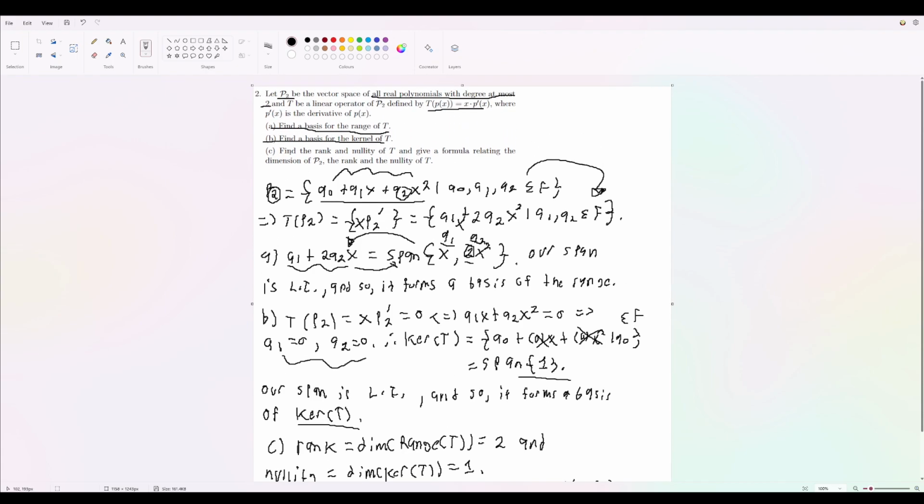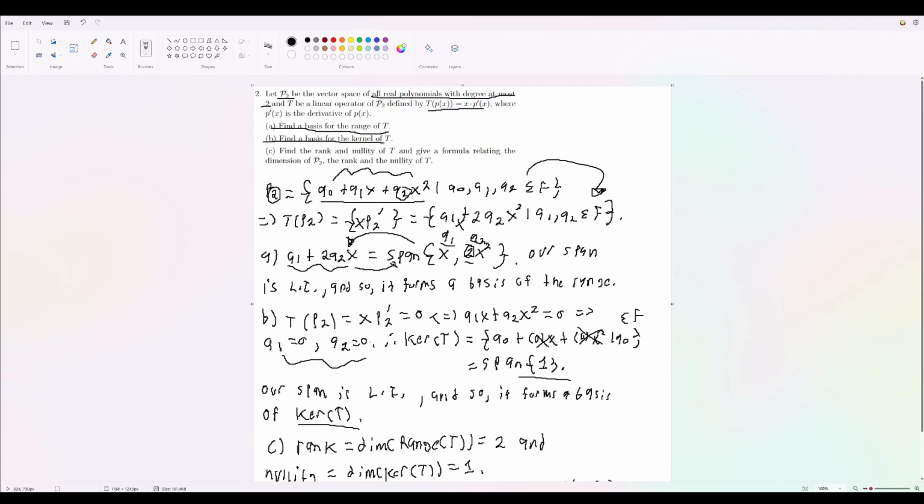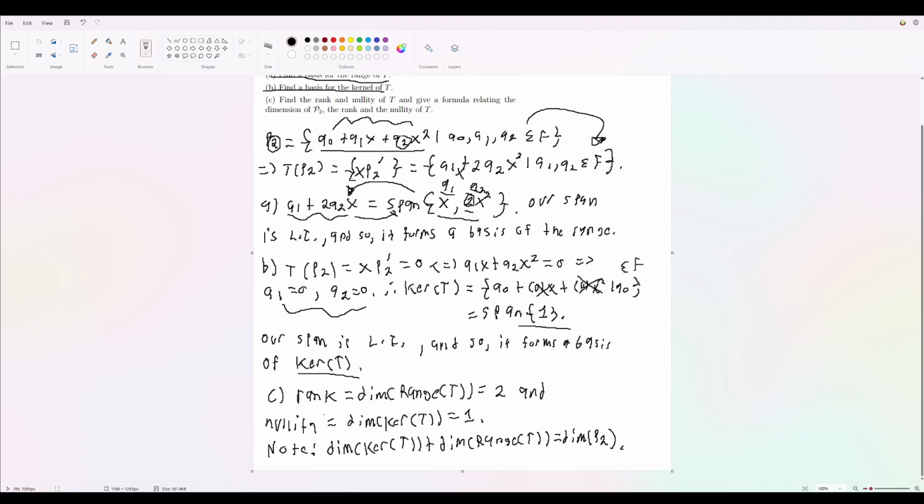What is C? Find the rank and nullity of T and give a formula relating the dimension of P2 and the rank and the nullity of T. Okay, so once again from the first question, right, we're just using the definition. Rank is just going to be equal to the dimension of the range of T, which in this case, we're going to look up here, we see that it's 2. And the nullity is just going to be equal to the dimension of the kernel of T, which from here is going to be 1.